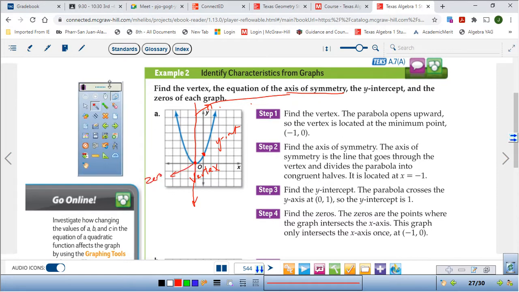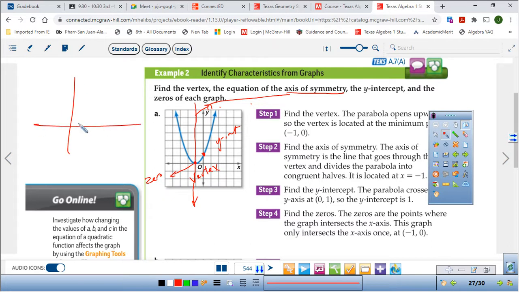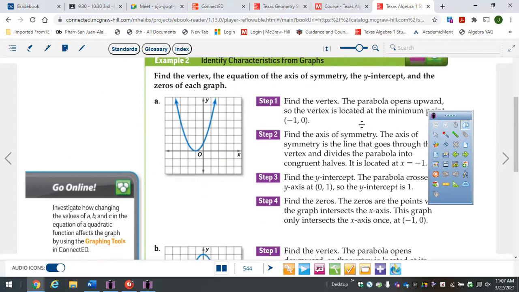Now, is there always going to be a zero? I'm going to tell you this much. No. Couldn't I have my parabola opening up? And remember, my zeros are where the graphs cross the x-axis. If it doesn't cross the x-axis, it doesn't have a zero. And there it is. Pretty easy, right?